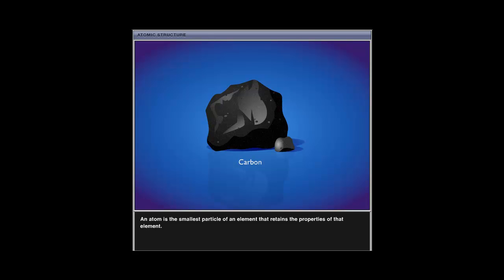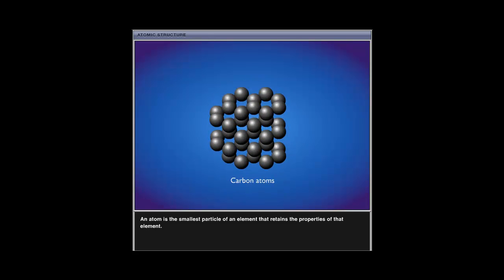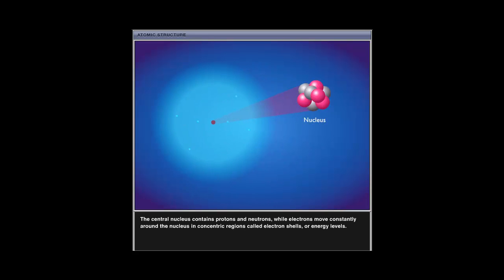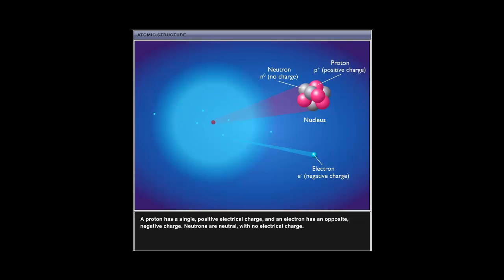An atom is the smallest particle of an element that retains the properties of that element. Atoms are composed of smaller particles called protons, neutrons, and electrons. The central nucleus contains protons and neutrons, while electrons move constantly around the nucleus in concentric regions called electron shells or energy levels. A proton has a single positive electrical charge, and an electron has an opposite negative charge. Neutrons are neutral with no electrical charge.